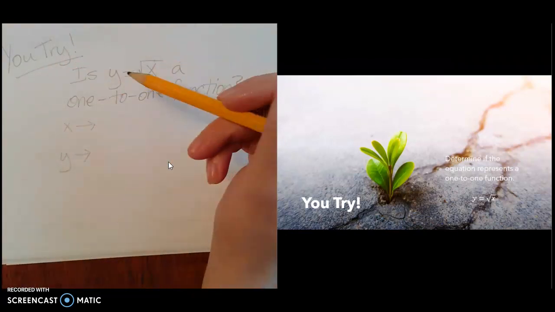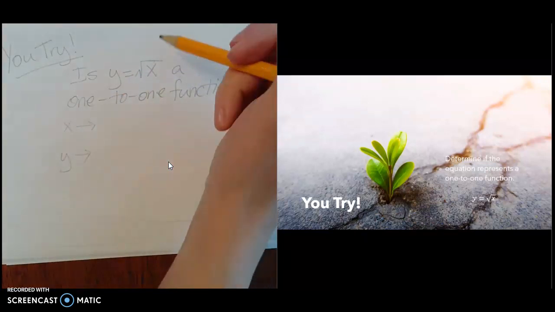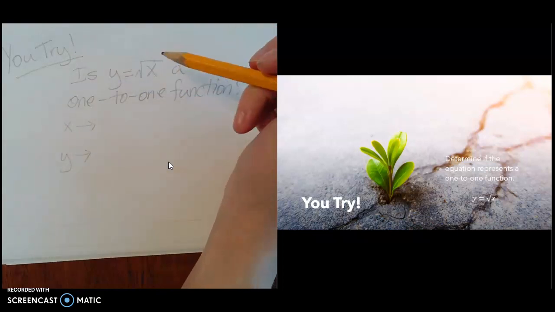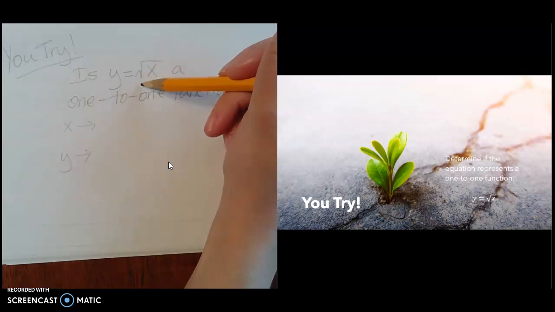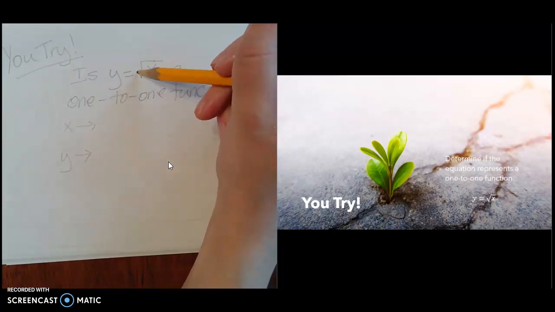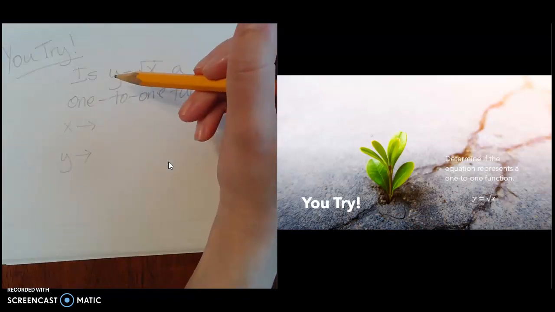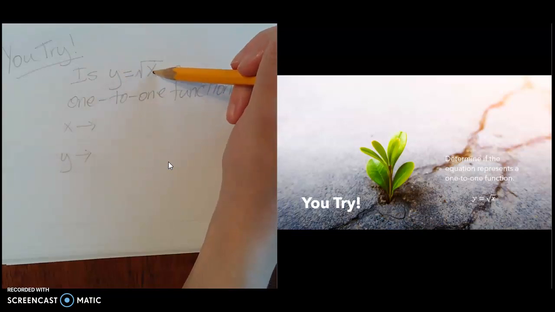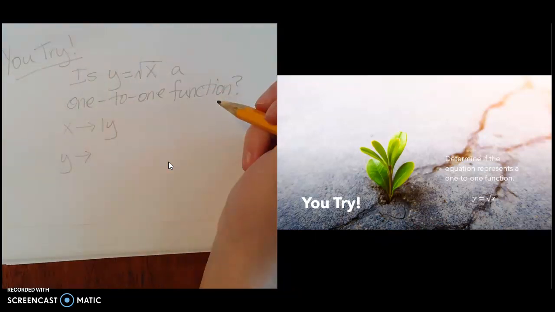If I substitute in any x value, I would hopefully pick a positive one so I can take the square root and give myself a real number. But whichever x value you choose, when you take the square root, you just get one answer. If I have x is 4, I would take the square root and say that y would be 2. If I have x is 1, then y would be 1. If I have 0, the square root of 0 would be 0. You would get one answer for the y values every single time.